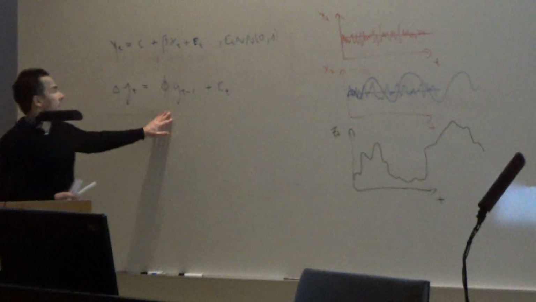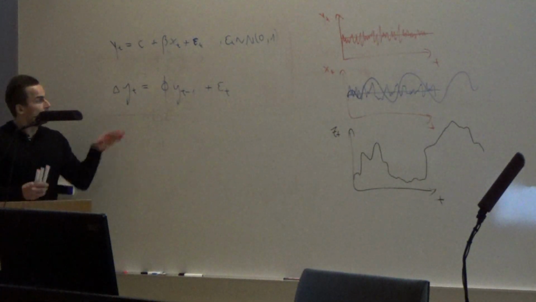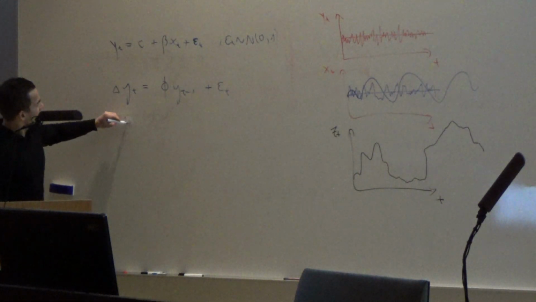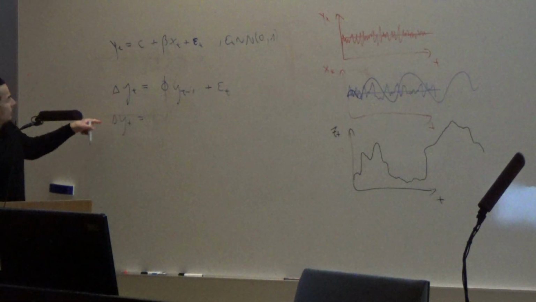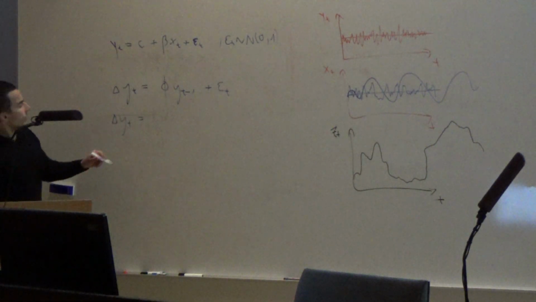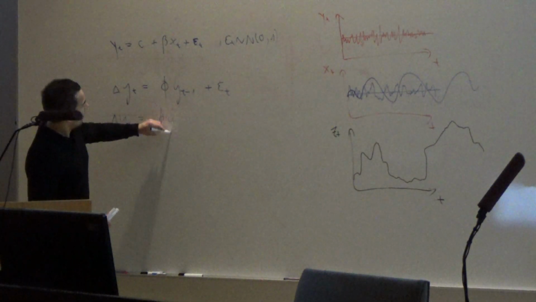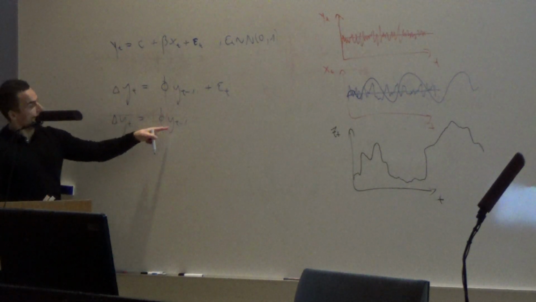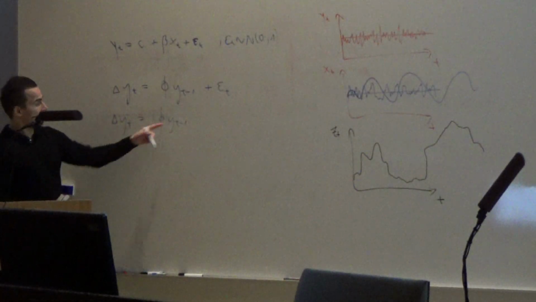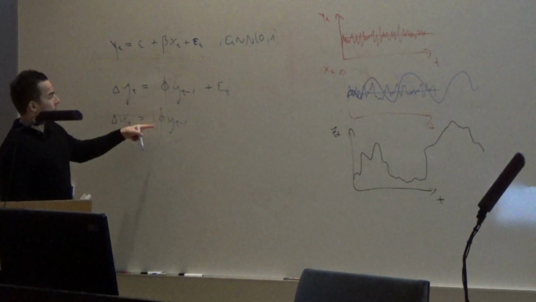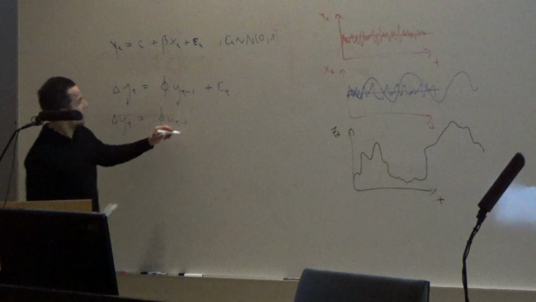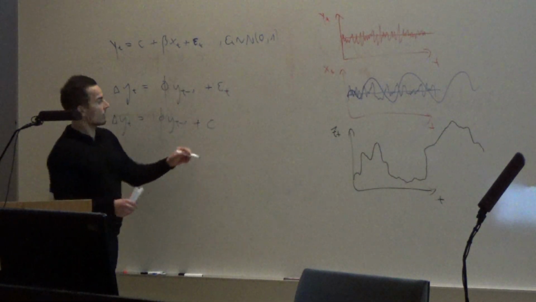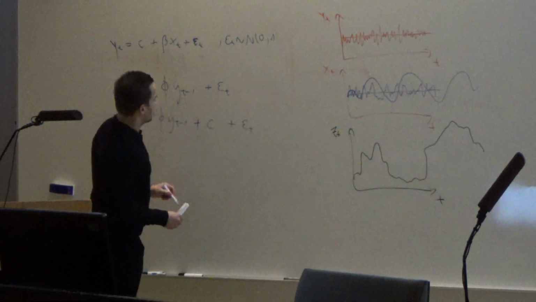That's the ADF test without any deterministic terms. Then, as an alternative, you can regress the differences of y on the lagged variable in levels, and then you have a phi. This is the parameter that you're interested in. Now you include a c, which is a constant term, and again we have this error term here.